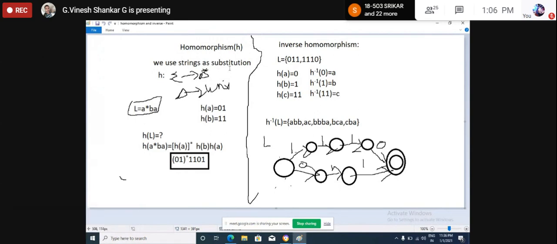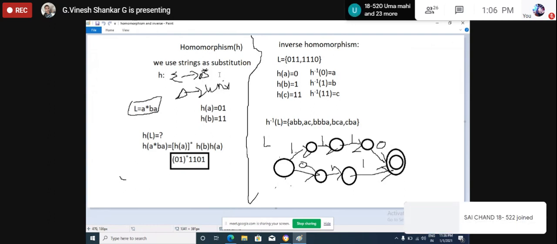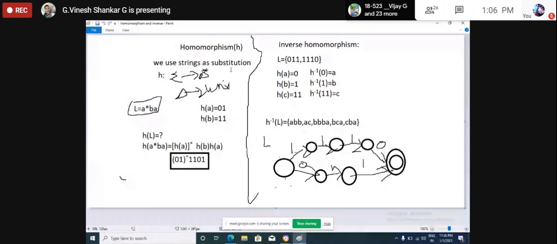Strings as a substitution. Now H, I am taking the mapping sigma to delta star. What is this delta star? Delta star is nothing but a universal set I can take. If I'm taking sigma as 0 comma 1, then all possibilities of zeros and ones that you're getting, I can take it as delta star. So delta star is nothing but a universal set.